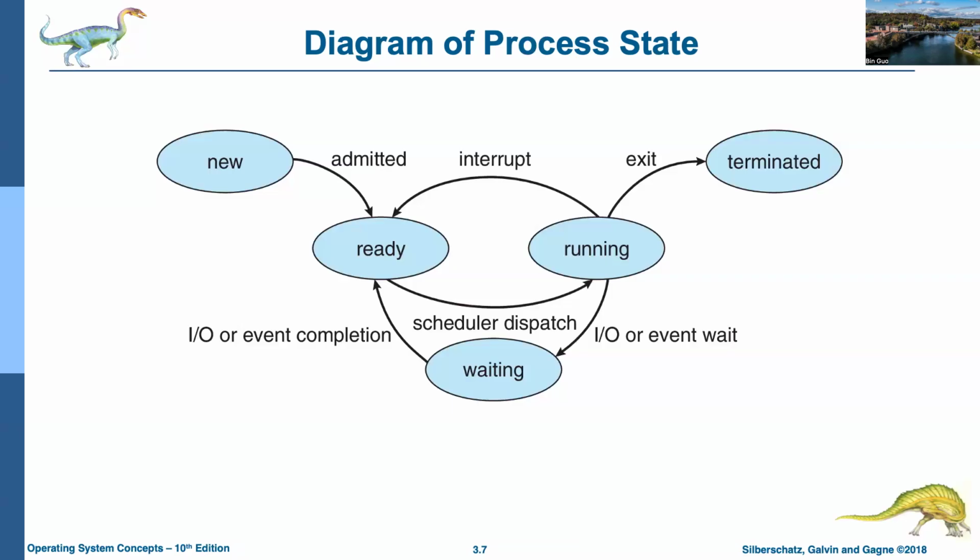And from running to ready is the interrupt. Okay, so from this pattern, after it's finished its task, this process can terminate. Terminate, this is easy. But then here, running can go into waiting, like an IO event or with some wait.